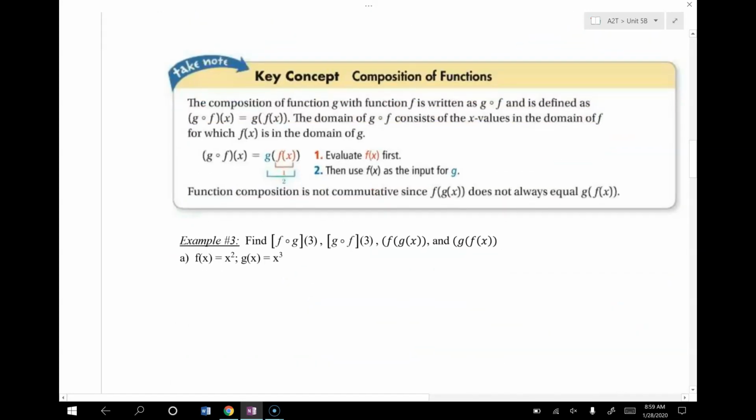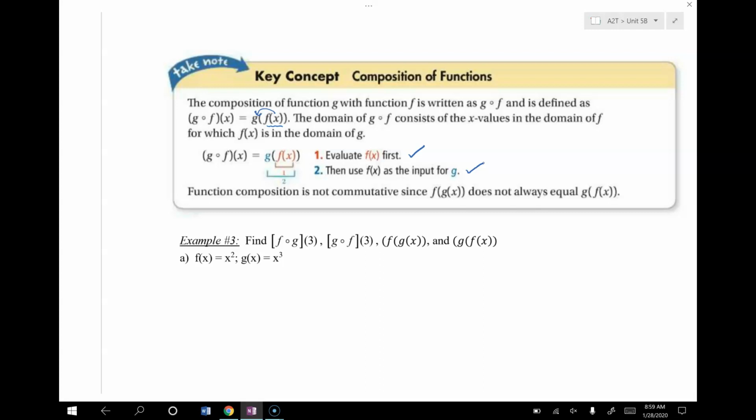This is, notice, an open circle, okay? It is not multiplication, it is an open circle. And what it means is g of f of x. So what we're going to do is take the function f of x and substitute it in for all values of x in g. Now, if there is a numerical value, we must evaluate f of x first, and then use that output as the input for g of x, okay? The verbiage, of course, is a little confusing sometimes, but let's go ahead and practice.